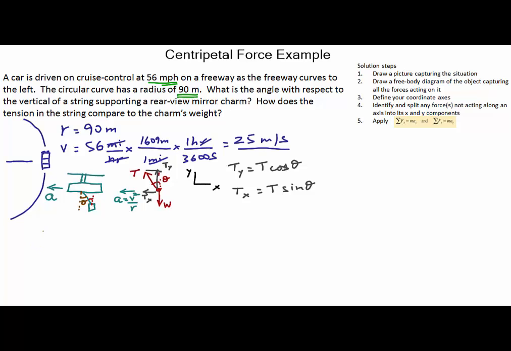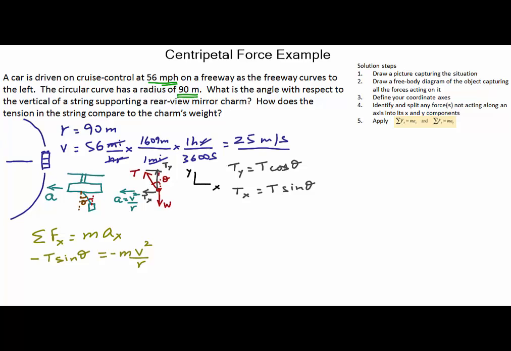So along the x-axis, I have sum of forces in the x-axis equals mass times acceleration in the x-axis. And the only force I have along the x-axis is Tx, and that's pointing to the negative x-axis. So I'm going to mark that as minus T times sine theta. That's what Tx was. And that equals the mass of the ornament, or the charm, times the acceleration. And we know that that's also negative v squared over r because it points to the left. So I can put a minus here, v squared over r.